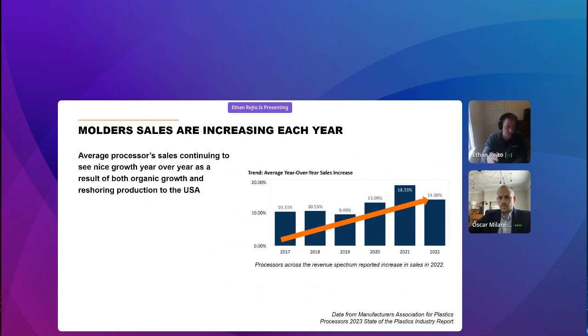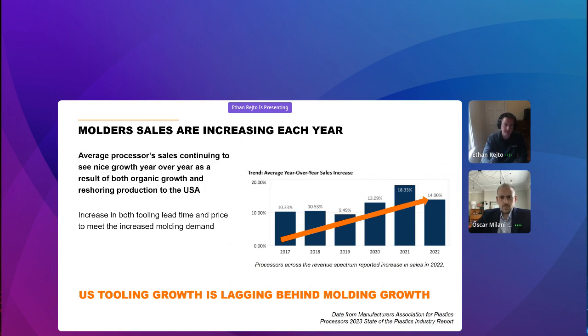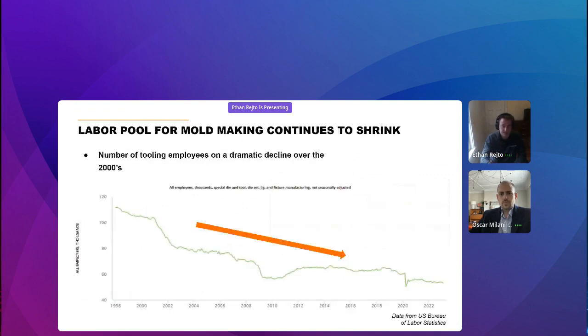A lot of that coming from reshoring, people trying to bring manufacturing back to the U.S. But what this kind of implies is that the U.S. tooling market, and tooling is really lagging behind that of molding growth. If tool makers are making more and more money, their demand is going up, but their tool cost is going up and the lead times are going up. That means that there's more demand for tooling, but there's not a lot of supply for it. And a lot of that has to do with this labor.